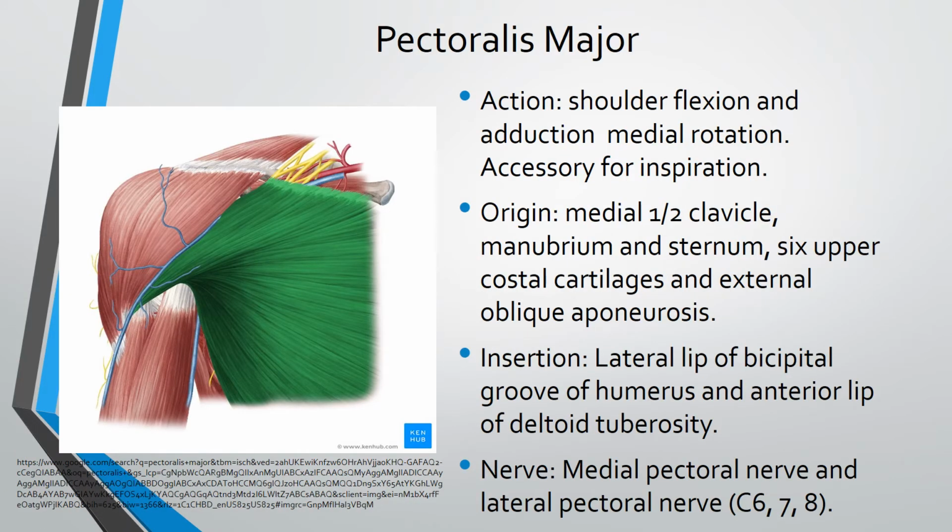The pectoralis major originates on the medial half of the clavicle, manubrium of the sternum, the 6 upper costal cartilages, and the external oblique aponeurosis. The action is to flex the shoulder and adduct the shoulder, medially rotate the shoulder, and it is also an accessory for inspiration. The insertion is the lateral lip of the bicipital groove of the humerus and anterior lip of the deltoid tuberosity. The nerve is the medial pectoral nerve and the lateral pectoral nerve, C6, 7, and 8.